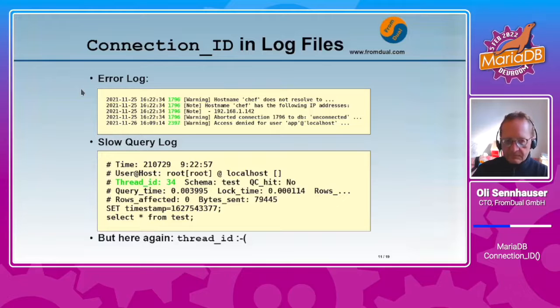Then the next thing is the slow query log. Here in the slow query log, we also see the connection ID again. Here connection ID 34. Unfortunately, it's called thread ID and not connection ID, but we just have to rename the column in our mind.